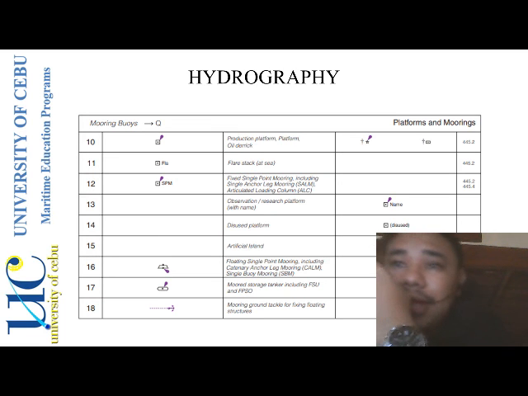Number 10, this is a production platform, oil derrick. 11, flare stack at sea. Number 12, single buoy mooring, including single anchor leg mooring, articulated loading column. Number 13, observation research platform with name. 14, this is a DUKW platform. Number 15, artificial island, floating single point mooring, catenary anchor leg. Number 17, mooring storage anchor. 18, a mooring tackle or fixing floating structures.